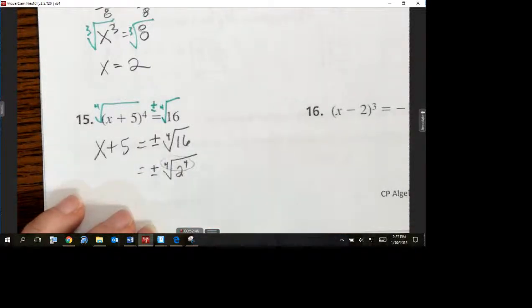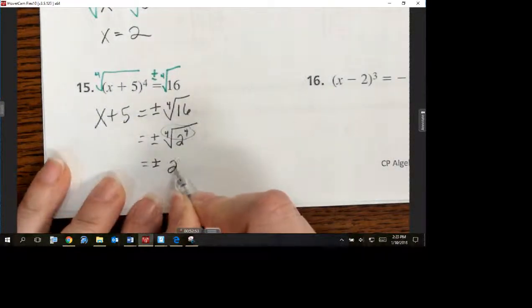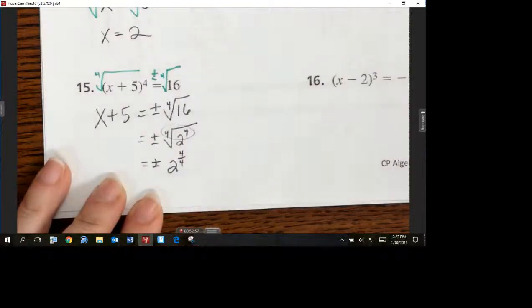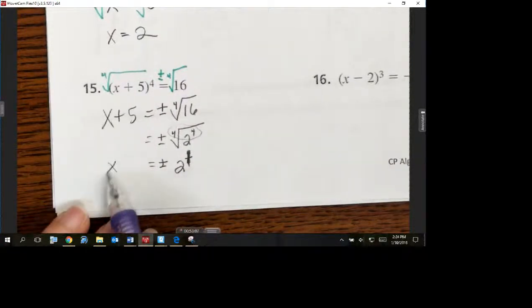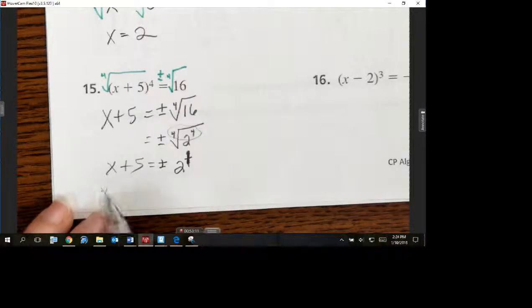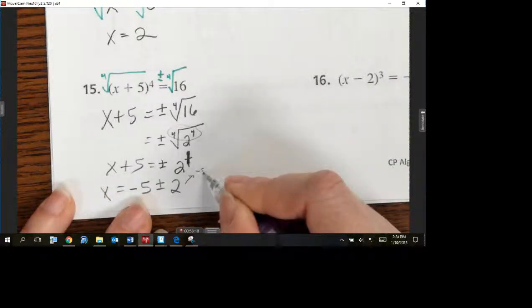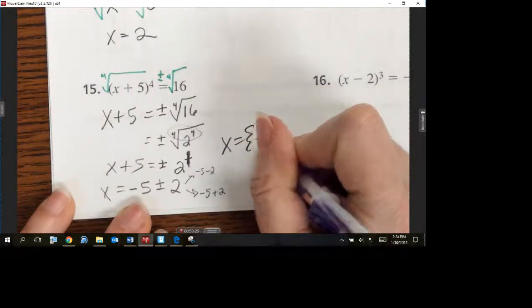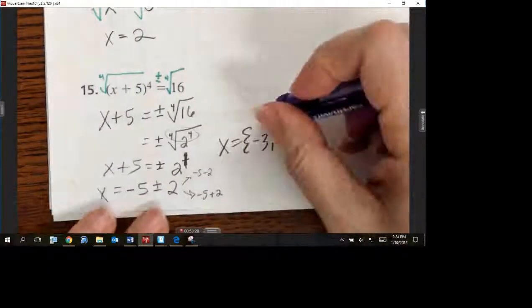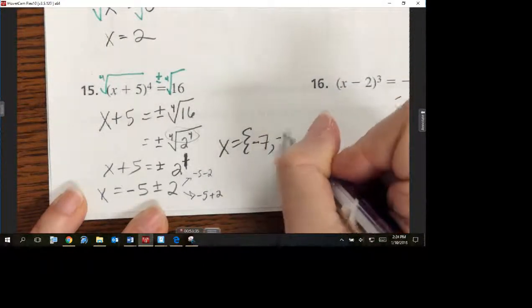You could rewrite this as a fractional exponent if you'd like. 2 to the power over root, and 4/4 is 1. Down to 1. Okay, and we still have x plus 5. So what do we do now? Subtract. So I'm going to have x equals -5 plus or minus 2. That's two answers that I can actually find. I'm getting -5 minus 2 and -5 plus 2. Numerical order, which I just messed up. I was saying it, but not doing it. Numerical order is going to be -7, comma, -3.